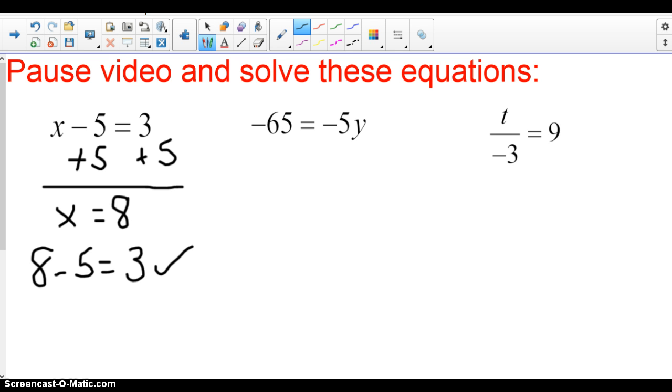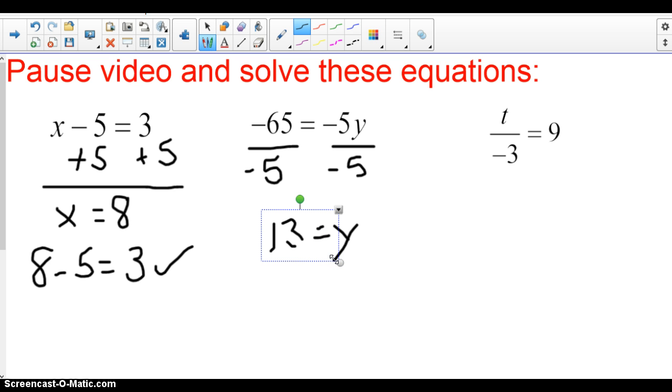The second problem, we've got negative 65 is equal to negative 5 times y. The opposite operation of multiplying is to divide, so we're going to divide by negative 5 on both sides of the equation. Negative 65 divided by negative 5 is a positive 13 equal to y. And putting that back into the original equation is negative 65 equal to negative 5 times 13. And yes, it is, so that problem checks out as well.